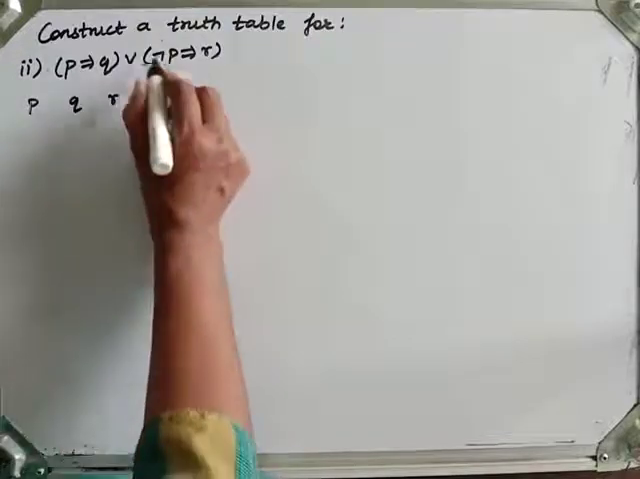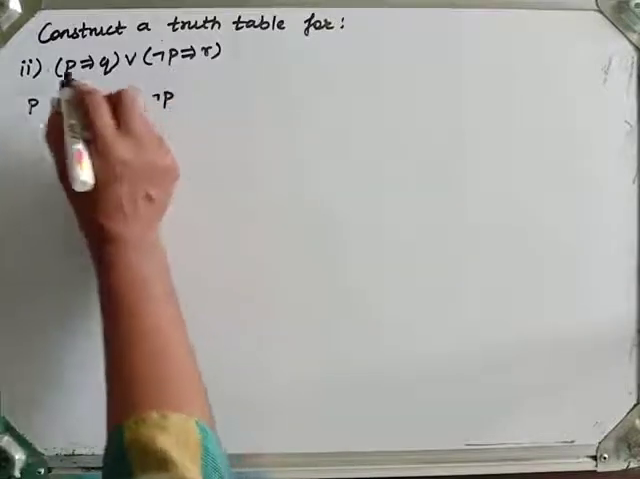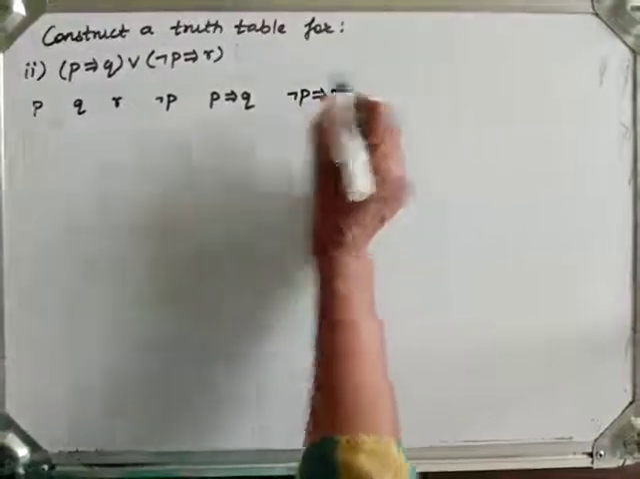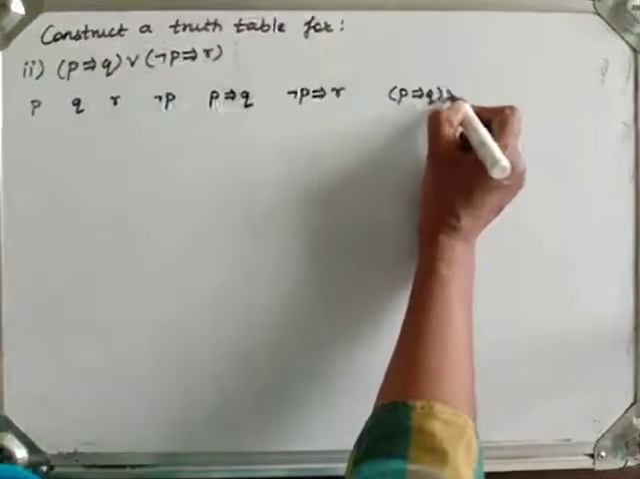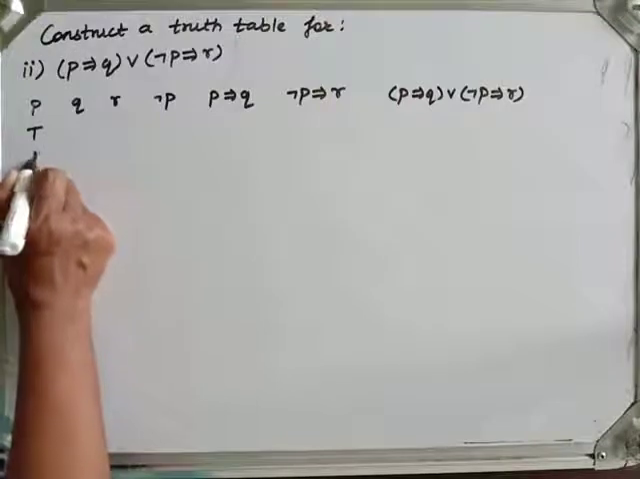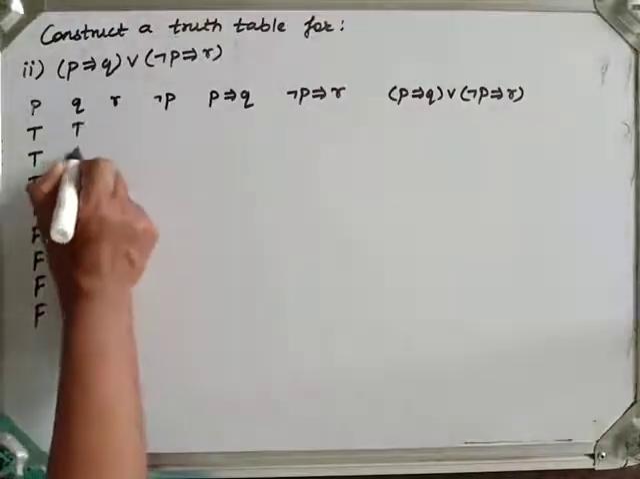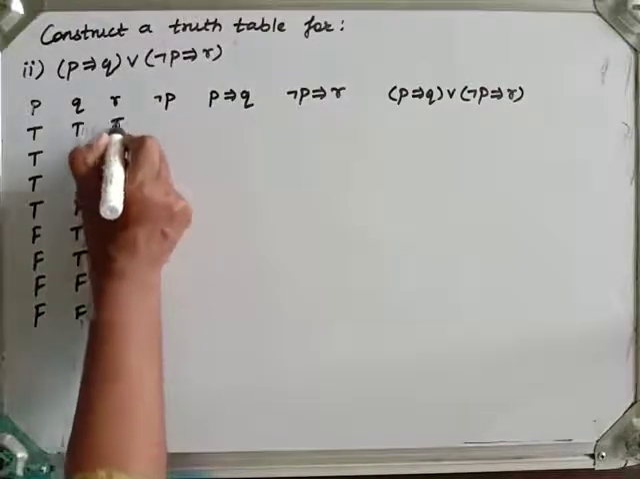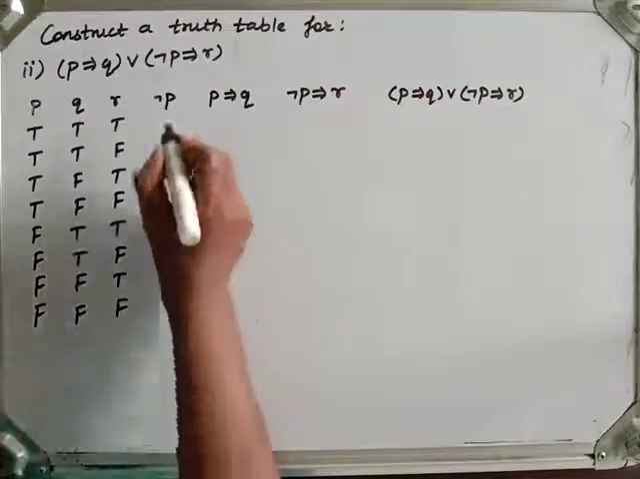So P, Q, R. Then we need negation P. Then we want P implies Q. Then negation P implies R. And later on we want the disjunction between them, that is P implies Q or negation P implies R. So now PQR gives true, true, true, true, false, false, false, false for P, then true, true, false, false, true, true, false, false for Q, then true, false, true, false, true, false, true, false for R.